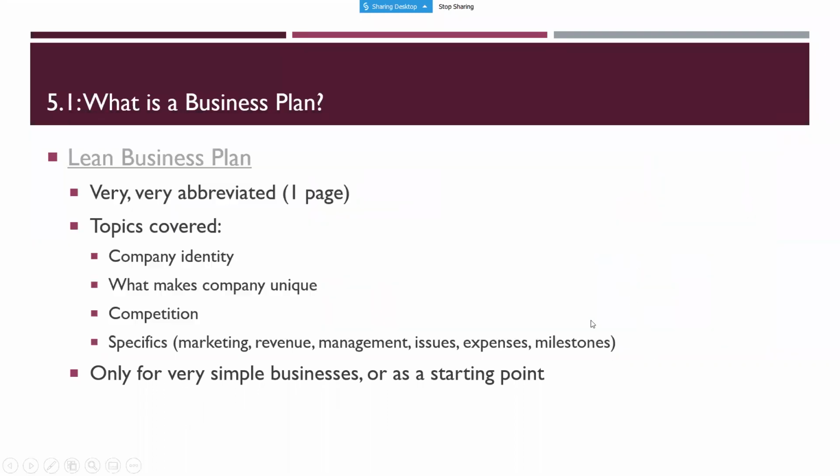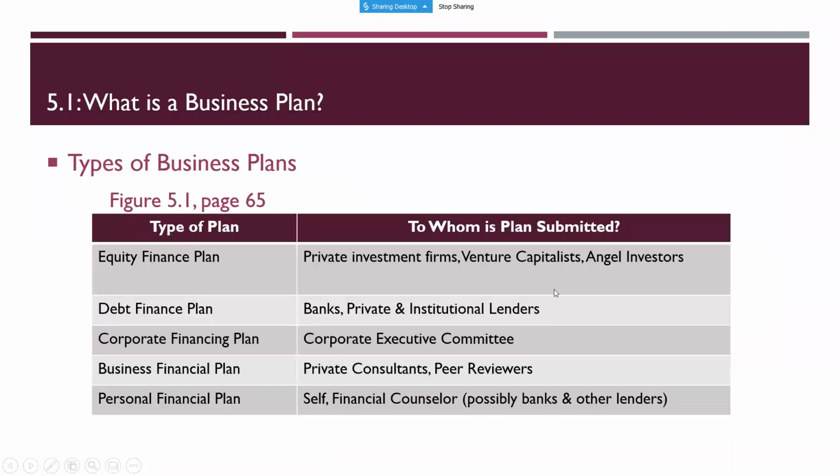So that was the lean business plan. The chapter, actually, talks on the top of page 65 about different types of business plans other than the one we're going to be talking about. The one we're going to be talking about is actually going to be the business plan itself. So really not one that's covered. These would be additional plans.